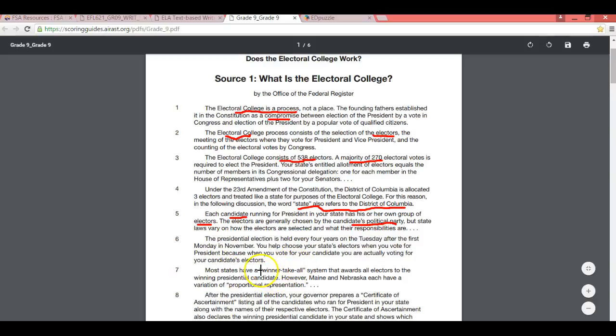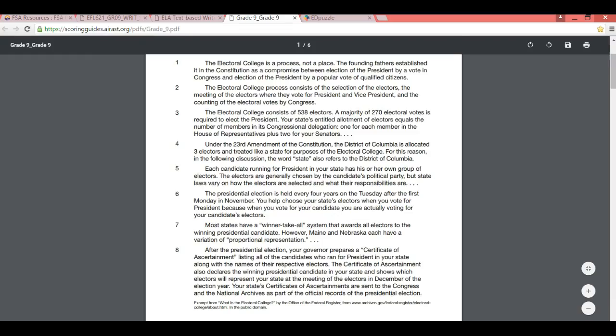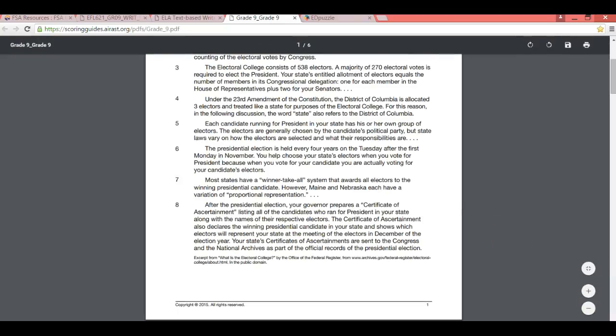Most states have a winner-take-all system that awards all electors to the winning presidential candidate. However, Maine and Nebraska each have a variation of proportional representation. Not exactly sure what that means. Let me get rid of this ink pen. There we go. Go down a little further here. After the presidential election, your governor prepares. Okay, so this is afterwards. Doesn't really have anything to do with one or the other, in my opinion.